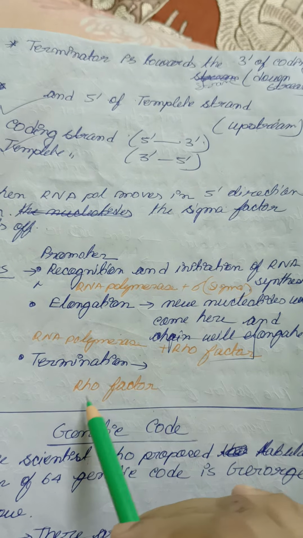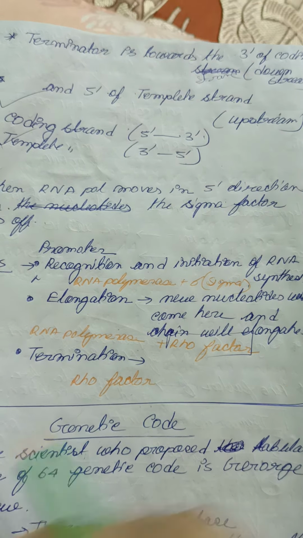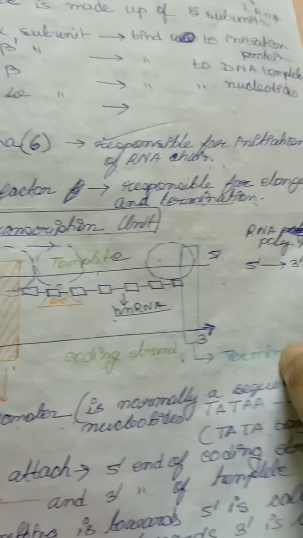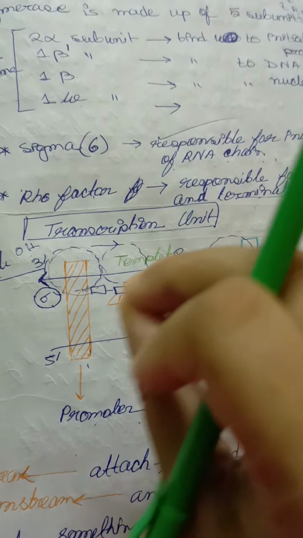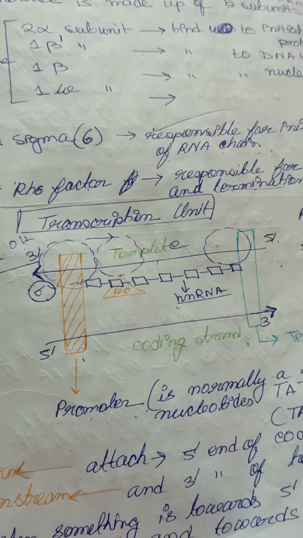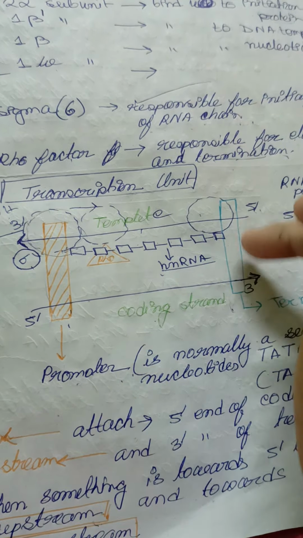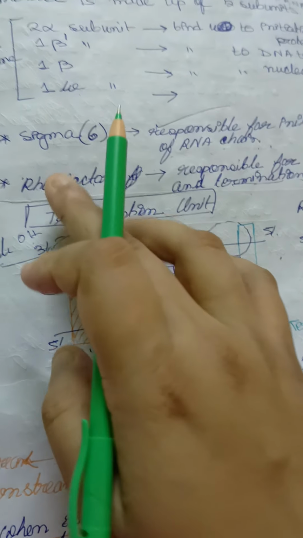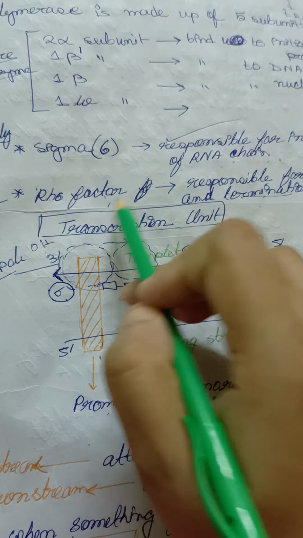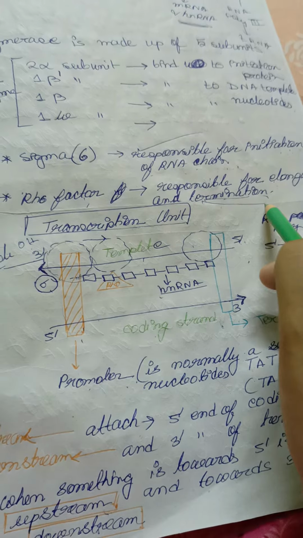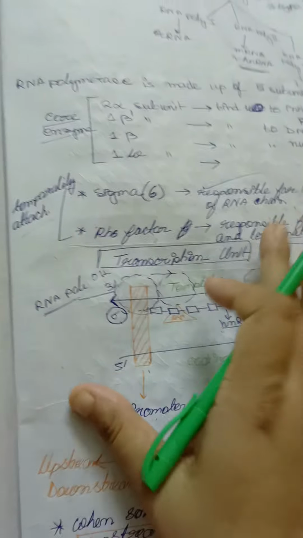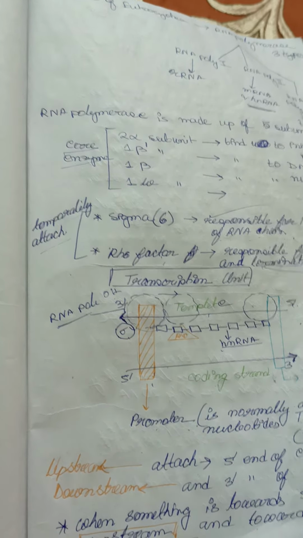Then termination, again the rho factor helps in termination, right? And again here is a terminator portion, so the terminator will stop the synthesis of mRNA. We don't need a much longer mRNA, we need a particular mRNA. So the terminator, or in RNA polymerase the rho factor, will also terminate the formation of mRNA. So this is the process of transcription.